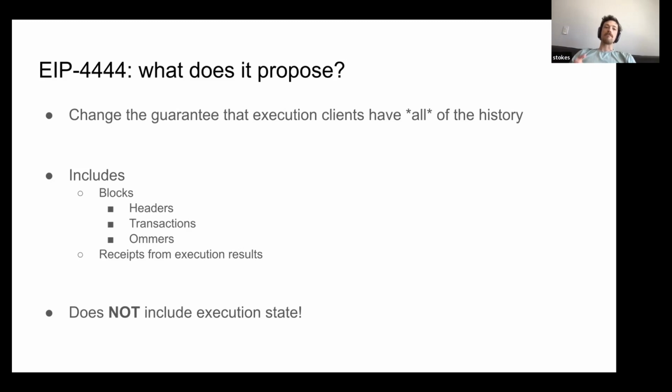And importantly, 4444 does not touch the execution state. This is a distinction that's actually quite important. If you think about the blockchain, there's a chain of blocks, and when we say history, we mean basically all of these really old historic blocks in the chain. Separately, you can execute the transactions in these blocks, and they perform some mutation to the state that we'll look at a little bit more in a second.